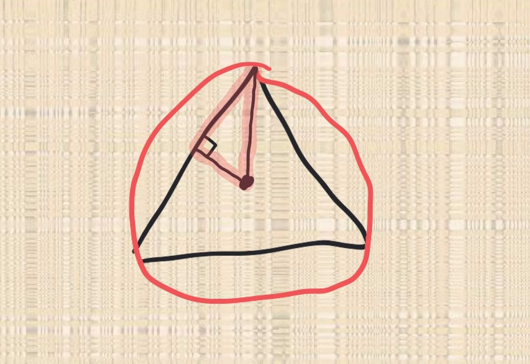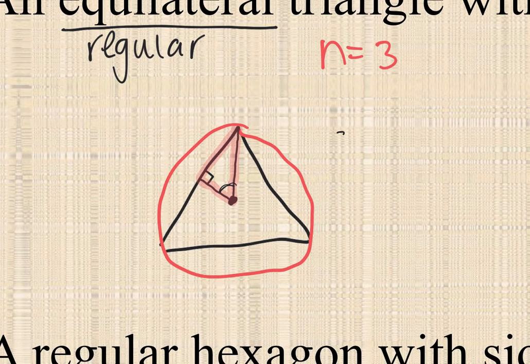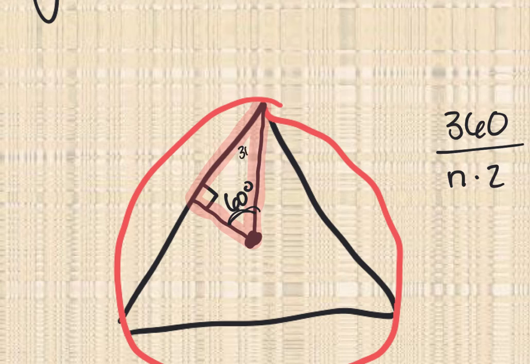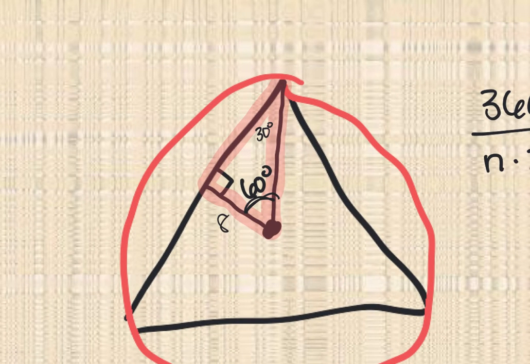Now, the angle that's formed, we can find it by doing 360 divided by the number of sides times 2. So we do 360 divided by 3 times 2, therefore 360 divided by 6. This is going to give me 60 degrees. So we know this angle is 60 degrees. Therefore, this angle over here has to be 30 degrees. We were told that the apothem is 8. So all we need to do is find the length of each side.